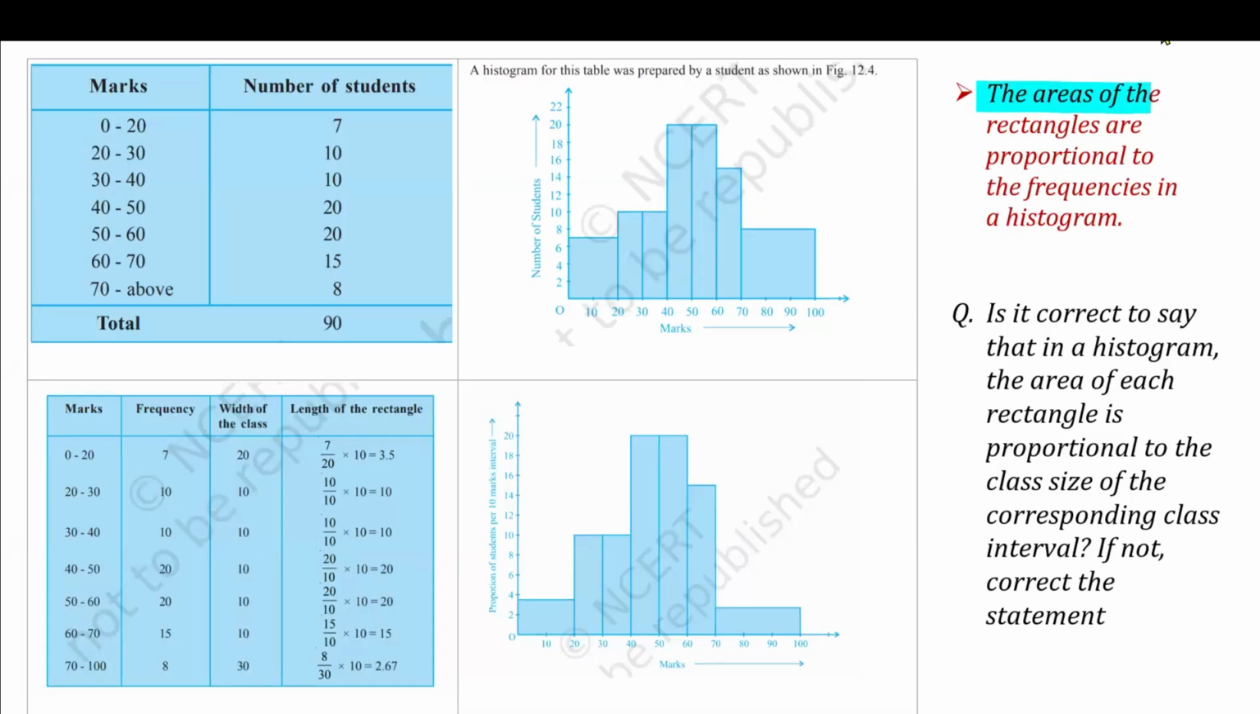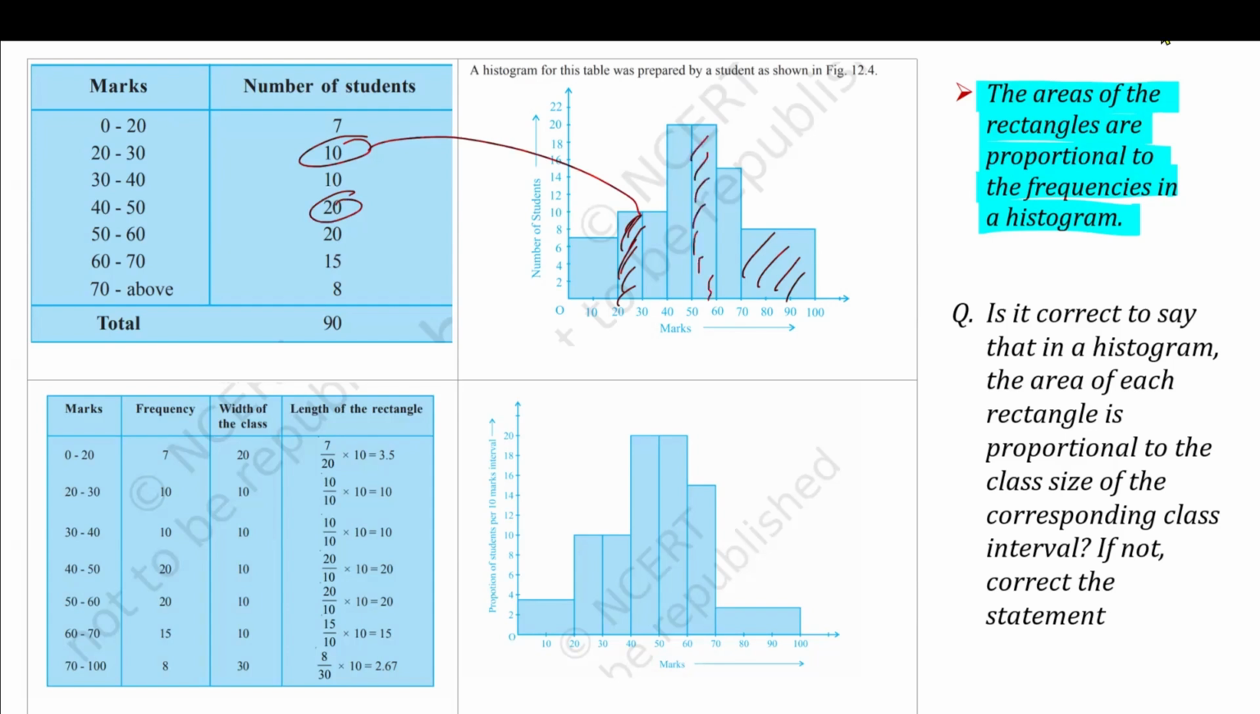What you should know is that we are talking about a histogram. In a histogram, the areas of the rectangles are proportional to the frequencies, that means they are in the same ratio. So whatever the areas of these rectangles are, for example if the frequency is 10, then this is proportional, and for the third and fourth class it should be like this. So it should be proportional.